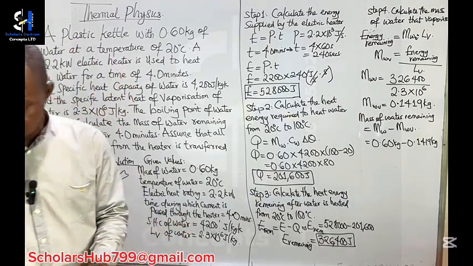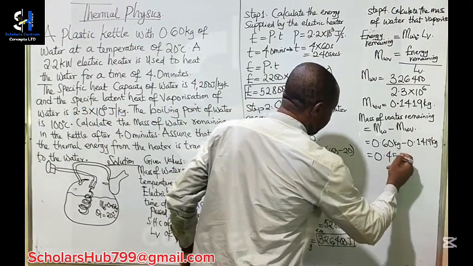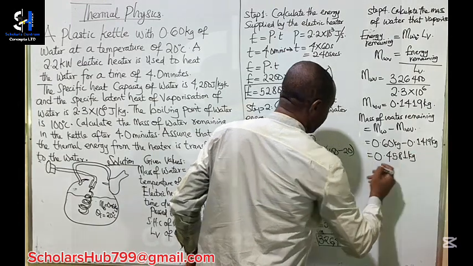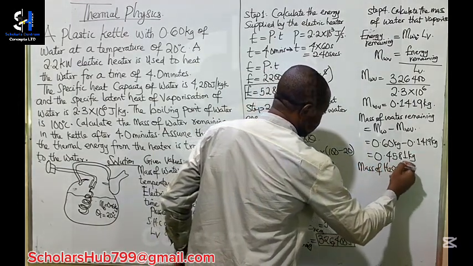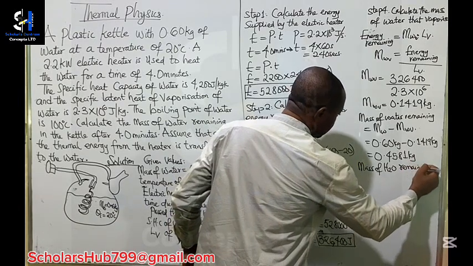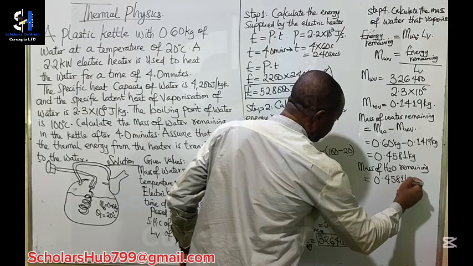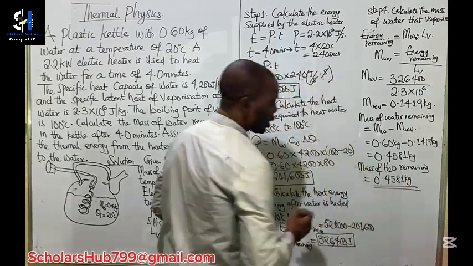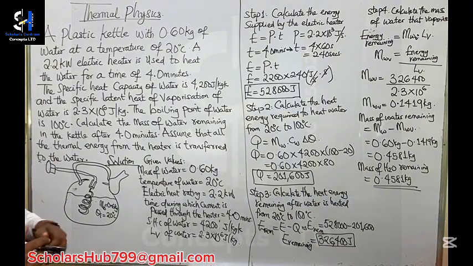0.60 minus 0.1419 will be 0.4581 kilogram. So mass of water remaining is equal to 0.4581 kilogram, and that is the mass of water remaining in the kettle after 4.0 minutes. Assume that the thermal energy from the heater is transferred to the water.